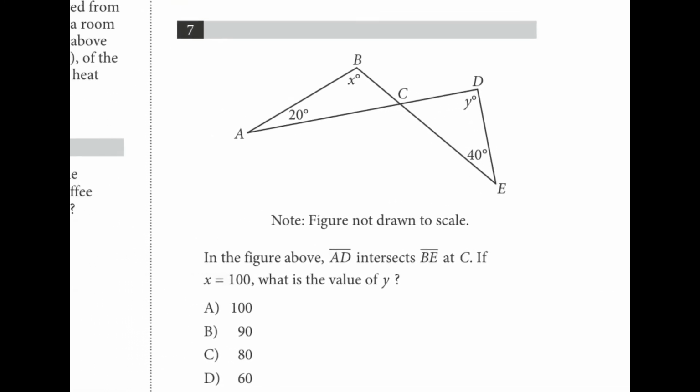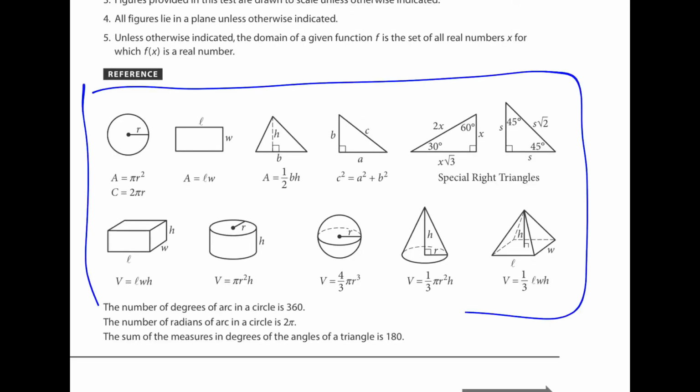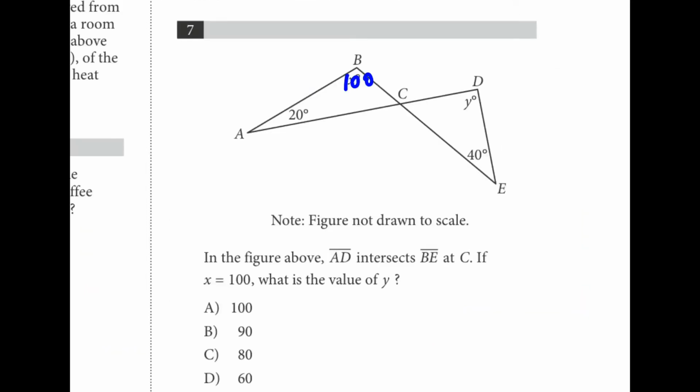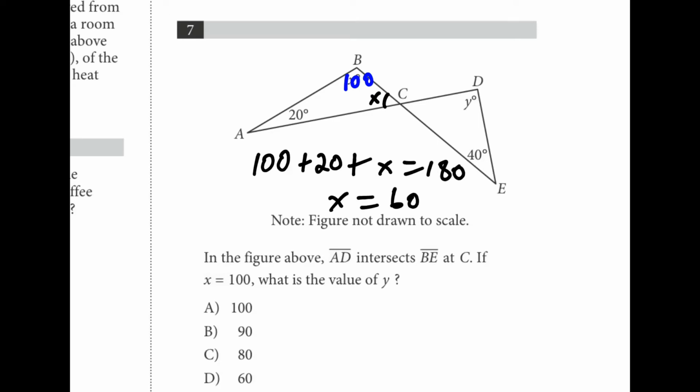7. A geometry problem. They tell us that x is 100, so this is 100 degrees. And they do tell us on our formula page that the sum of the measures in degrees of the angles of a triangle is 180. So if I think about this missing angle, it's 100 plus 20 plus whatever this angle is, we'll call that x, equals 180. So if I subtract a little bit from there, I can figure out that x is 60. So if this is 60, this is also 60. Those are vertical angles formed when 2 straight lines cross.